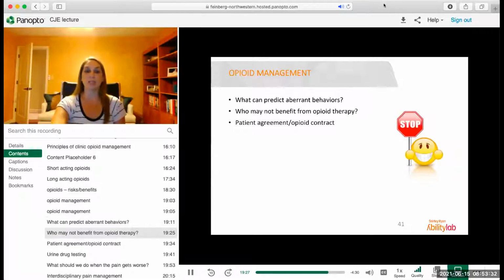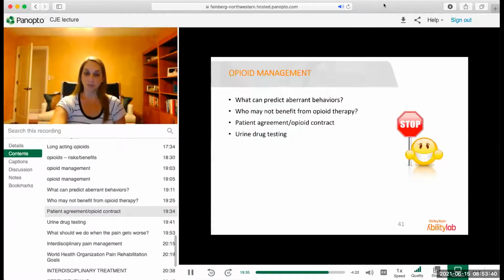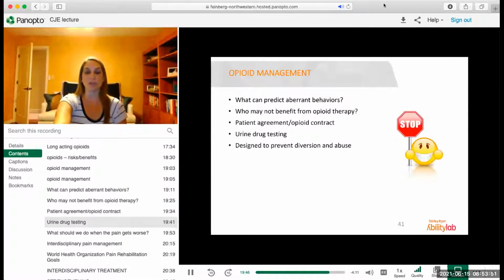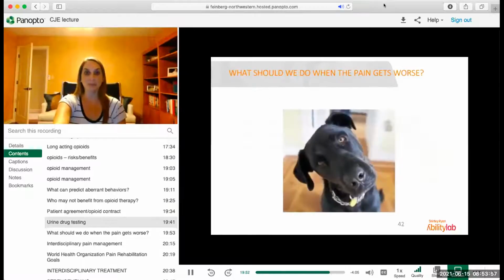If we are going to use opiates, patients need to sign a patient agreement or an opioid contract that they're going to take their medications as prescribed, not get them from multiple providers. We do urine drug testing to make sure patients are taking what they're supposed to be taking, not mixing with any illicits. And again, we want to prevent diversion and abuse. We also check the Illinois prescription monitoring tool to make sure, again, that they're not getting opiates from multiple providers or concomitant benzodiazepines or things like that.